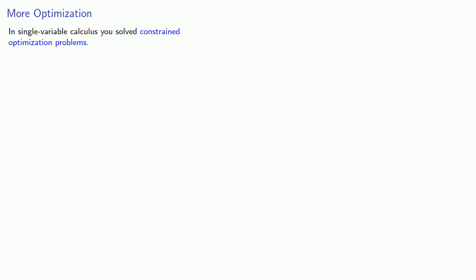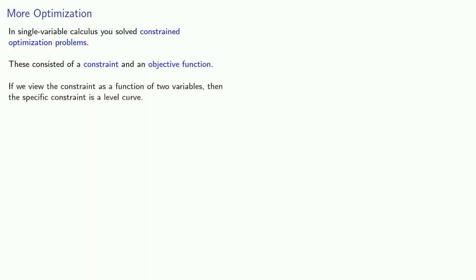In single variable calculus, you solved what are known as constrained optimization problems. These consisted of some constraint and an objective function. If we view the constraint as a function of two variables, then the specific constraint is going to be a level curve.